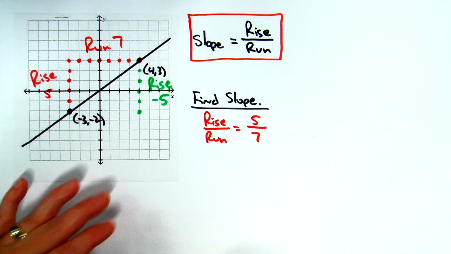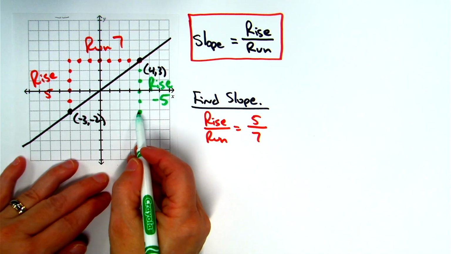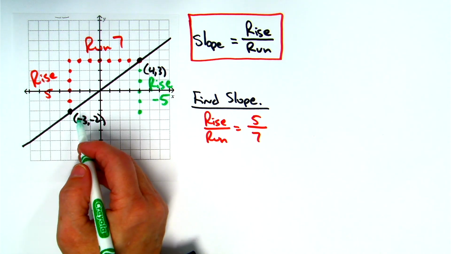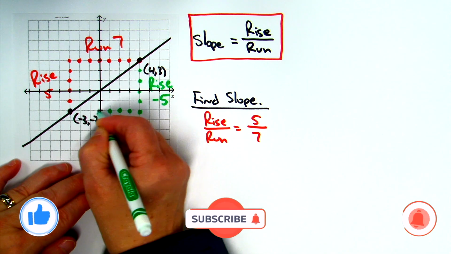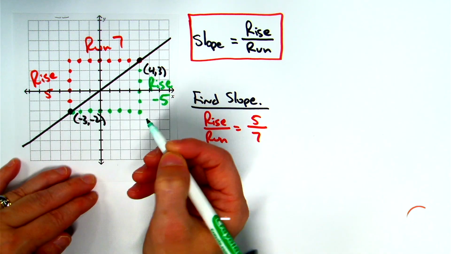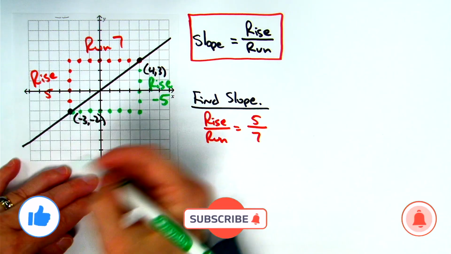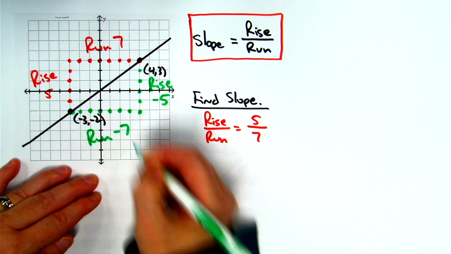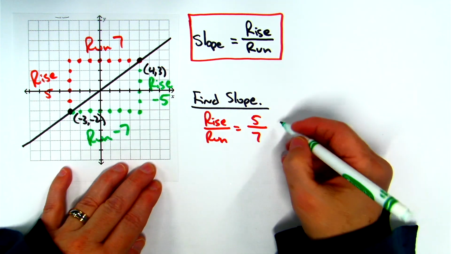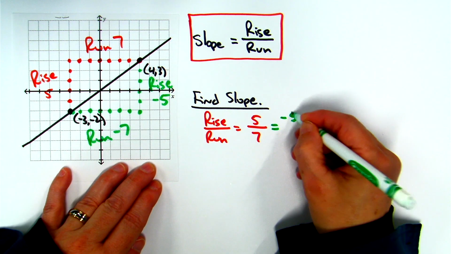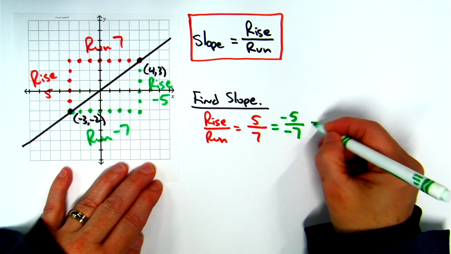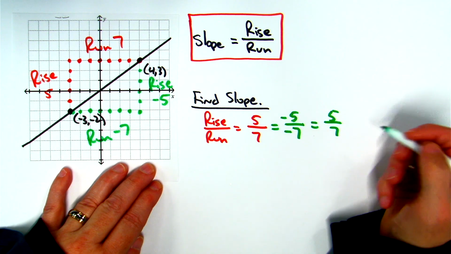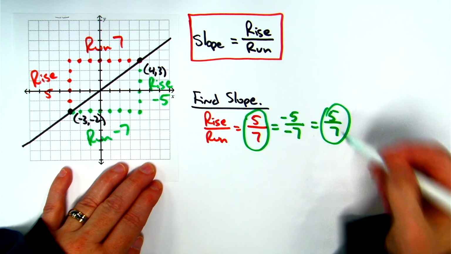because I went down. Now when I choose to run, I'm again running to the left, which would be a negative direction in general. So let's count: 1, 2, 3, 4, 5, 6, 7. Better be 7. But again, I went in a negative direction, so the run is a negative 7. If I put a negative 5 over a negative 7, what's negative divided by negative? Positive. So you get a positive 5/7 no matter which way you go.